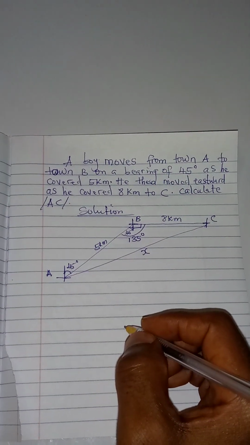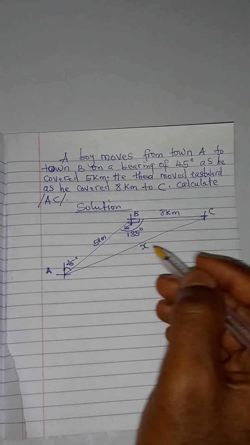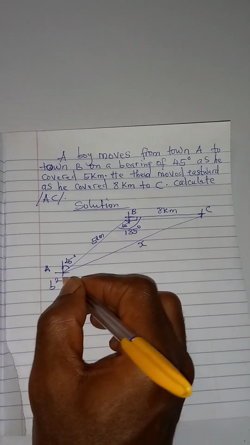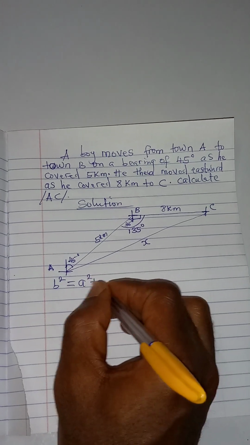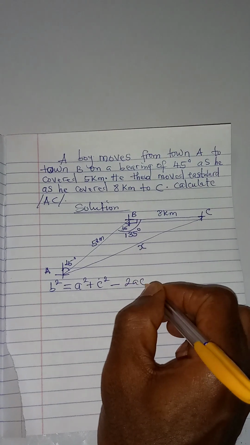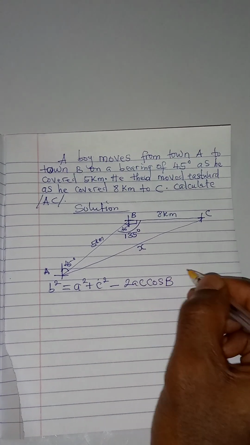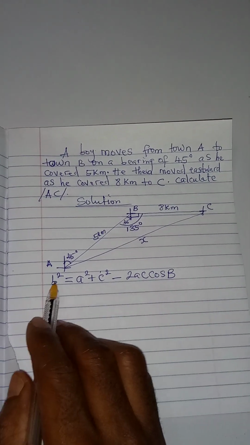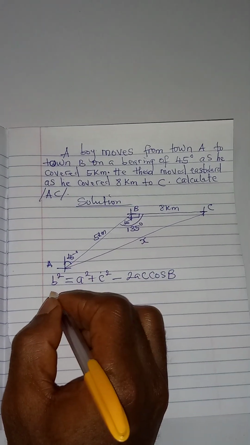And then what formula can we use to solve this? We're going to use the cosine formula. And this is going to be b squared is equal to a squared plus c squared minus 2ac cos capital letter B. This is the formula for the cosine rule, and from here our b squared will now be the x squared because it's what we are looking for.